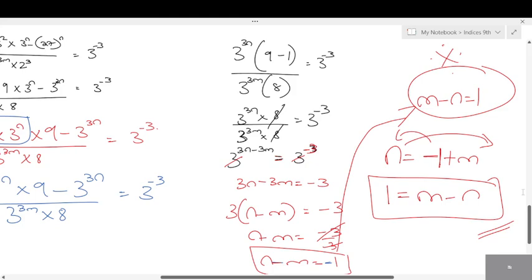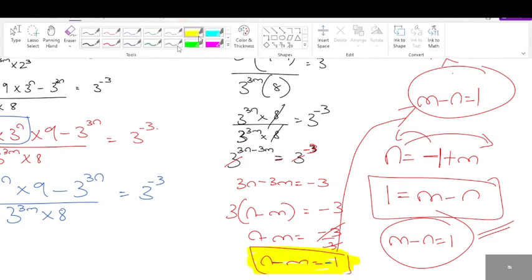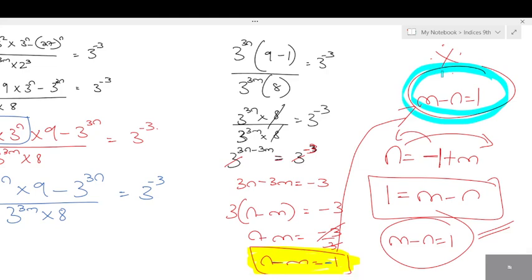Just rewrite this. m minus n is equal to 1. This is the answer. What we got is the same as they wanted, in this blue one, the one which I've circled. So you have to just shuffle everything, arrange everything on the left hand side and right hand side, and you'll get the answer. Mostly tomorrow we'll complete this, students. Monday I'll start a new chapter.